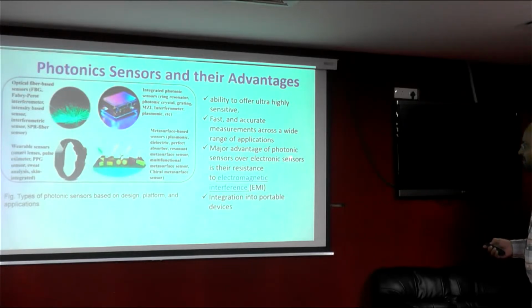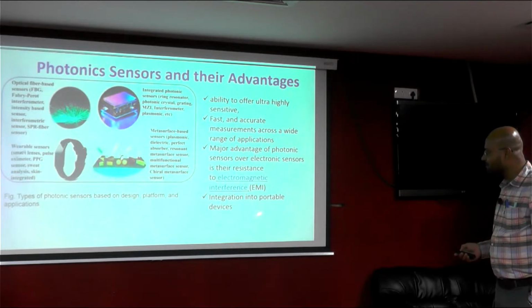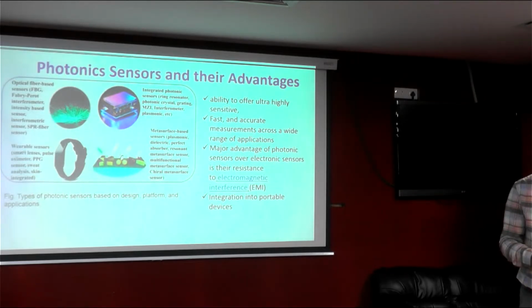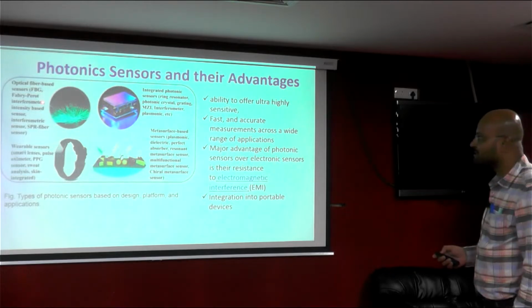And the major advantage of photonic sensor over electronic sensor is its resistance to electromagnetic interference. As I have told you, there is no electromagnetic interference inside the photonic sensor. There is no chemical interference, there is no electromagnetic interference. And photonic sensor is equally good, and it is portable in nature. We can integrate this photonic sensor inside our body.